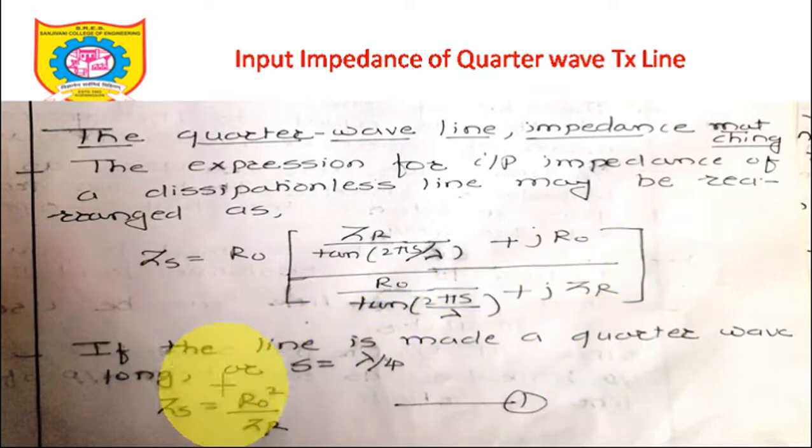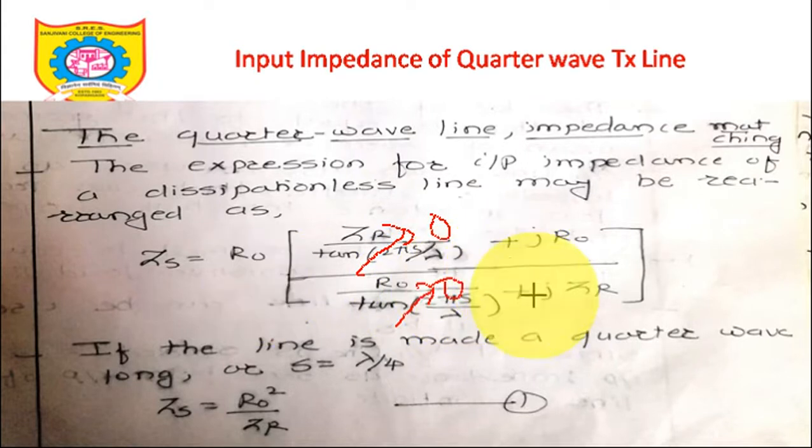If the line is made up of a quarter wave, that means I need to replace s equal to lambda by 4. So if I put s equal to lambda by 4, this lambda gets cancelled, and it will be tan 90 degrees, which is infinity, so 1 upon infinity is 0, this term turns to 0, this term also tends to 0. I am left with R0 plus j R0 divided by j ZR, this j also gets cancelled, and I am left with R0 square upon ZR. This is the term that we need to understand.